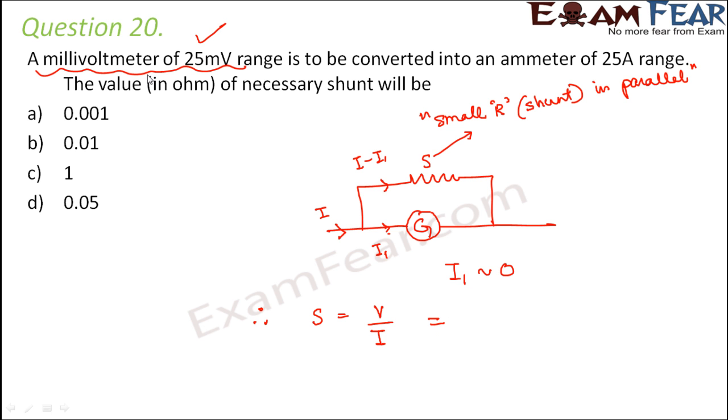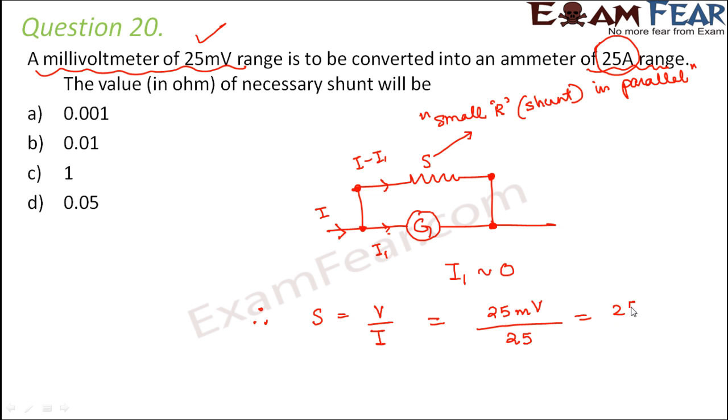So here it says that the millivoltmeter is of 25 millivolts range. So that means the voltage across this voltmeter is 25 millivolts. So obviously between these 2 points also the voltage would be 25 millivolts. And how much is the current? Because we want to convert it into an ammeter of 25 ampere range, right? So that means we want this current I to be 25 amperes, right? And I1 is anyways very small. So this would be 25 amperes.